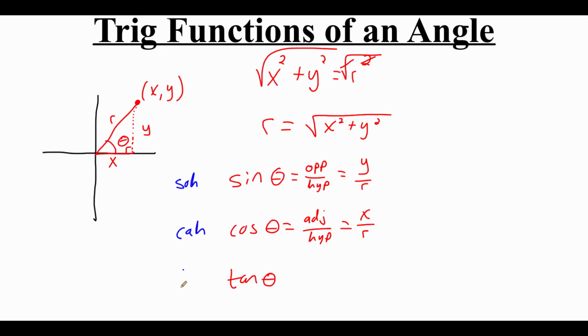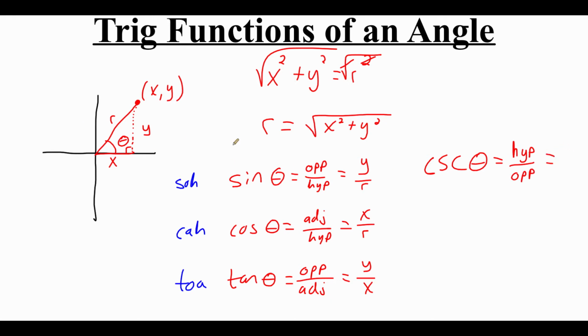And then for the tangent, we've got the TOA portion of the SOHCAHTOA. And the TOA tells us that we're going to do the opposite divided by the adjacent. So in here, the opposite side is y, and the adjacent side is x. Now there are actually a few other trig functions, but they're just reciprocals of these original trig functions. So the cosecant of theta is the reciprocal of the sine. And remember, reciprocal means that we're flipping the fraction over. So this cosecant would be the hypotenuse over the opposite side. And in our triangle, the hypotenuse is r and the opposite side is y.